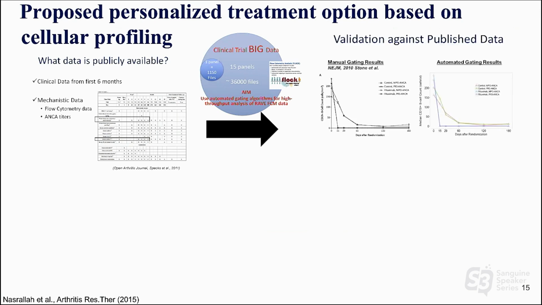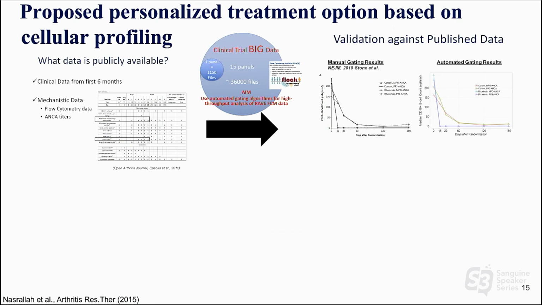The very first thing that we did, since the paper was published, is that we wanted to validate that all the data that we downloaded matches what is reported in the paper. In the paper, they did manual gating, and we reproduced the same results using automated gating of the flow cytometry data. As you can see here, the graph on the left as well as on the right, they match very well.